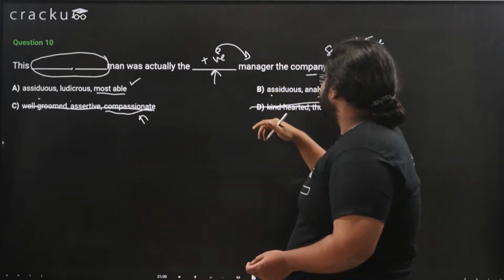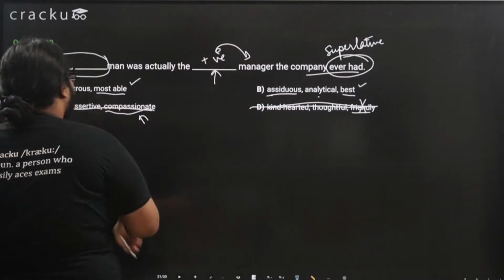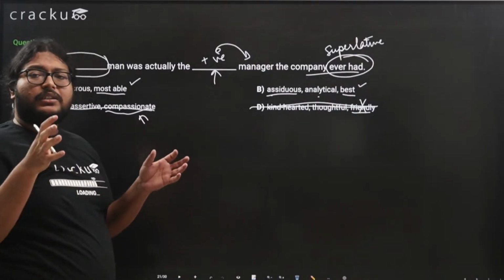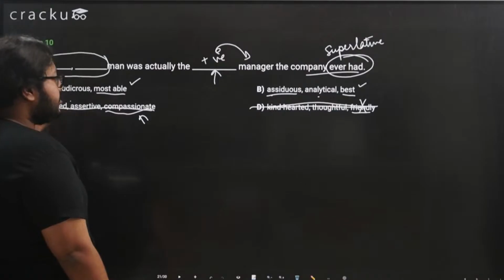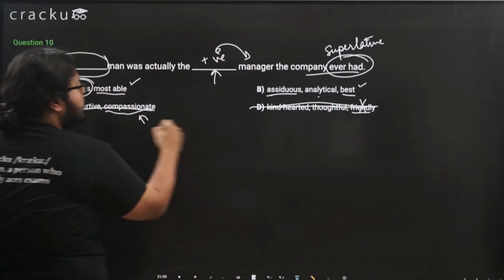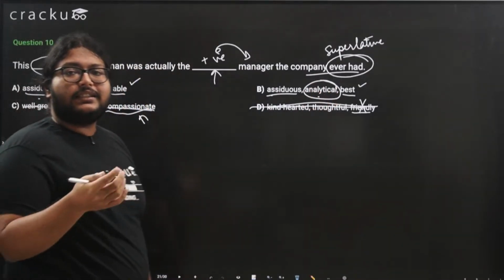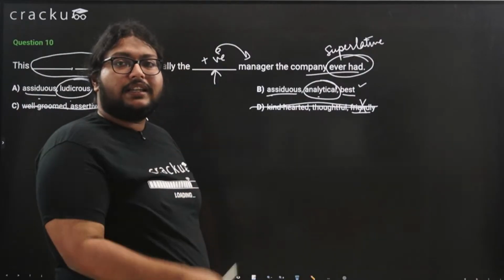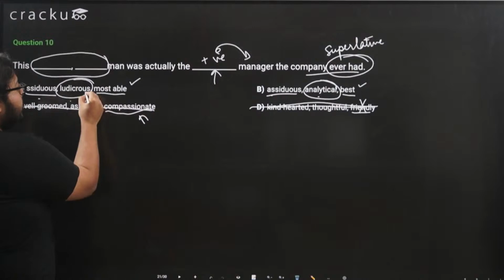Now let's look at the other choices. So assiduous is common in both of them, right? Assiduous means someone who takes great care in doing something. So let's assume we don't really know the meaning of assiduous. One is ludicrous, another is analytical. Analytical, we understand, someone who is analytical looks up data, takes data oriented decisions, something like that. Ludicrous means someone who is foolish.